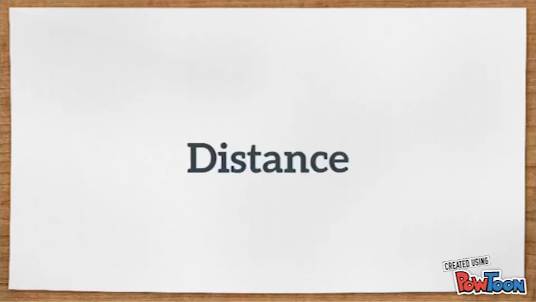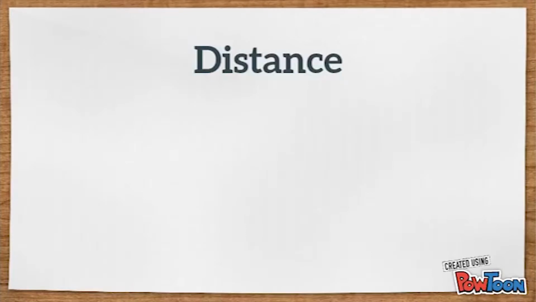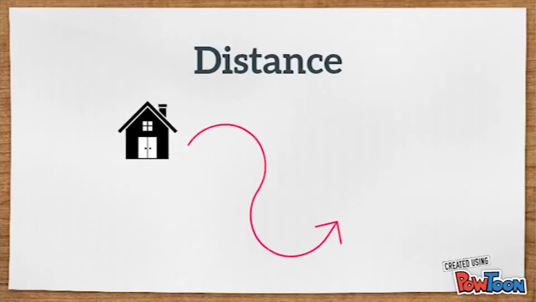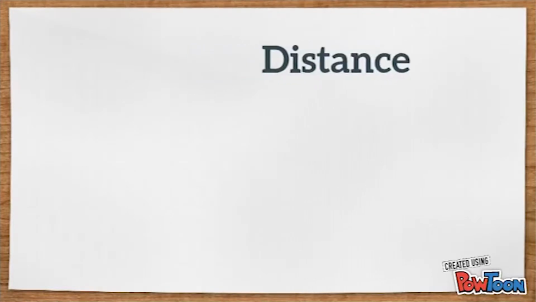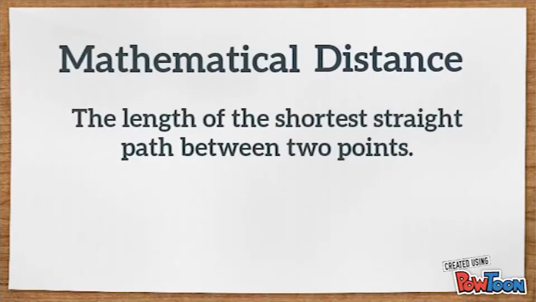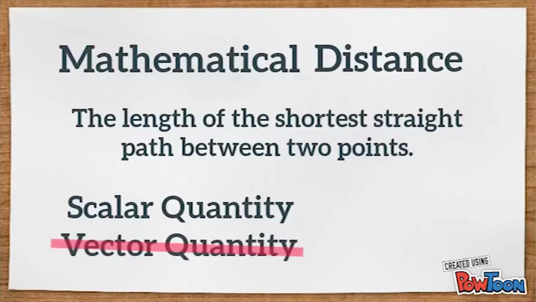When we think of distance, what probably comes to mind is how far away something is from another thing, like the distance from your house to the mall, for instance. In mathematics, however, the proper definition of distance is simply the length of the shortest straight path between 2 points. It is important to note that distance is a scalar quantity and not a vector quantity, meaning that it only has magnitude and has no direction.